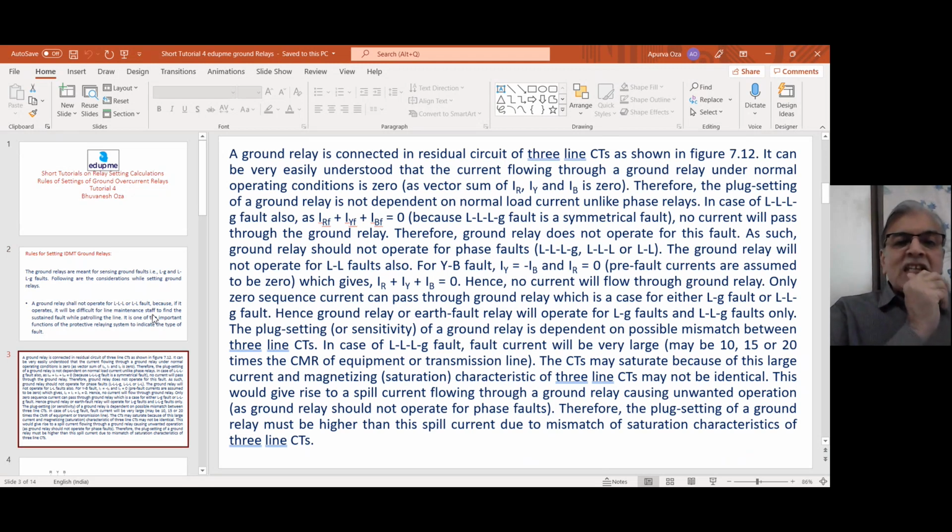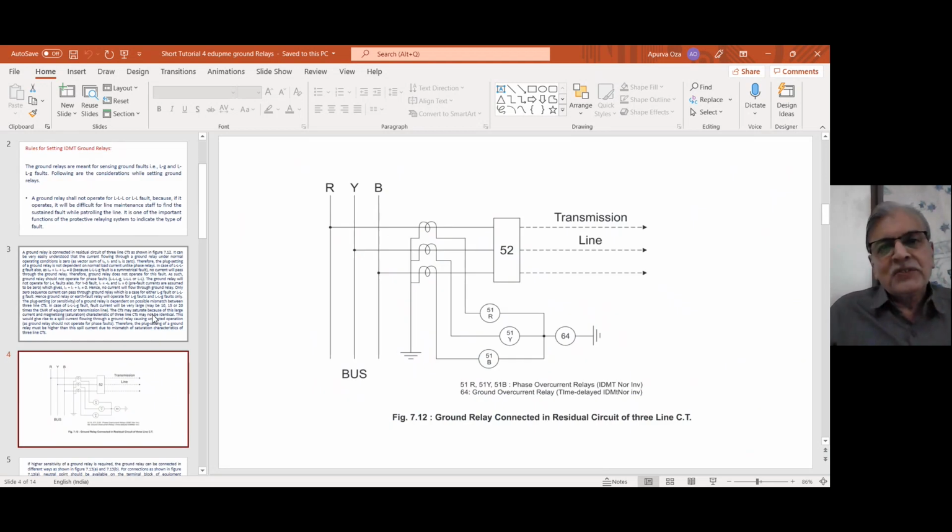For doing that, the ground relay is connected in the residual circuit of 3 line CTs. What is that connection? That connection is this. There are 3 line CTs, and the residual connection has 51R, 51Y, 51B. Those are all phase relays. That we have talked about, right?